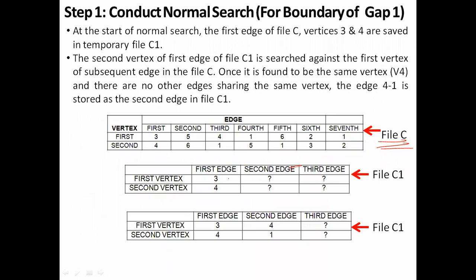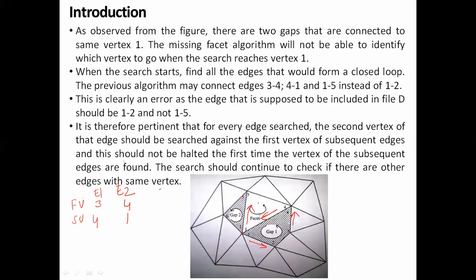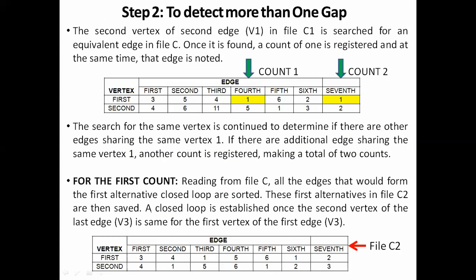Here, as you can see, we have taken 3 to 4. Then the 4 becomes the first vertex of the second edge, so 4 to 1 has been taken. Now we have to check for the solutions. Now this has to become 1. So basically you detect all the gaps.